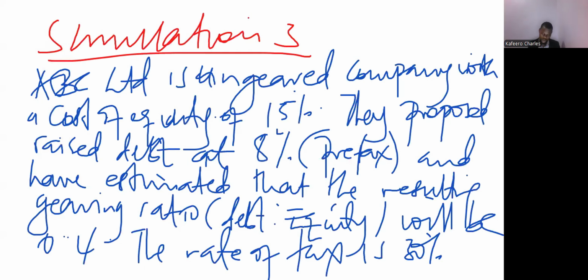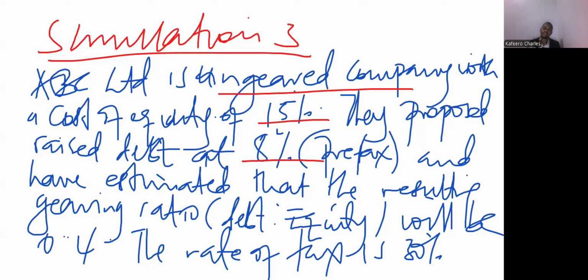So if you look at this information that they have given us in the question, they have told us the cost of an ungeared company is 15%. They are telling us if they propose to raise at this, but we want the cost of equity after they have been geared. So if you look at the information we have here, the only method that we can use is what we call the M&M.